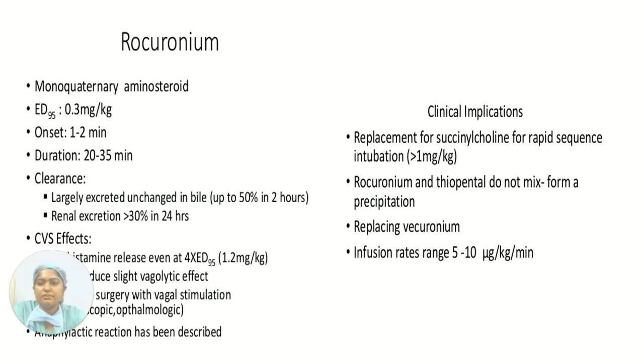CVS effects: it causes histamine release at 4 times the ED95 dose, and anaphylactic reactions have also been described. Clinical implications: replacement of succinylcholine for rapid sequence intubation. Rocuronium and thiopentone we should not mix in the same syringe as it causes precipitation. It is also used for replacing vecuronium, and the infusion rate ranges from 5 to 10 microgram per kg per minute.